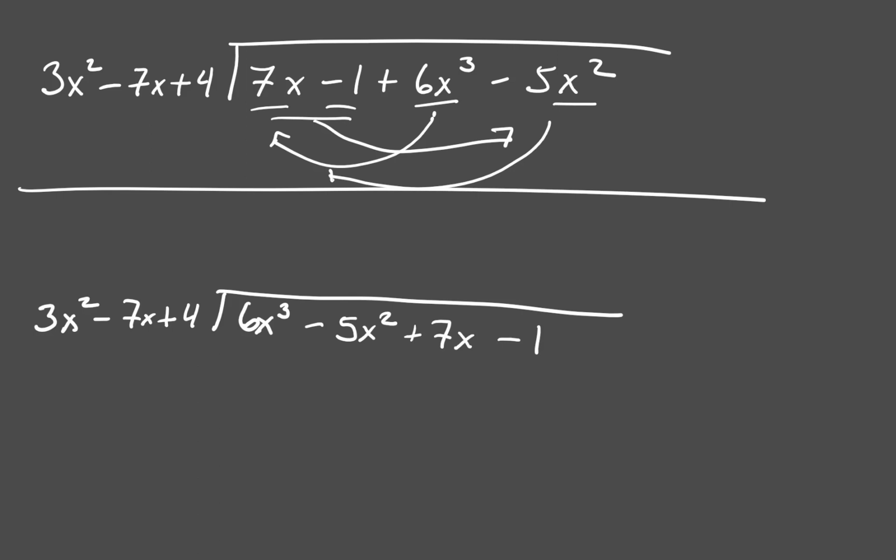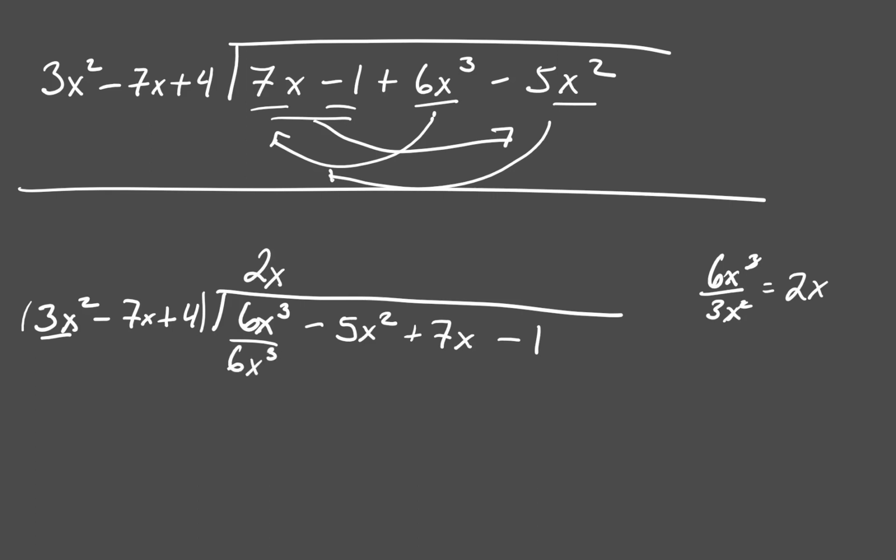And now I'm still going to take leading term divided by leading term. So I've got the 6x cubed divided by 3x squared. Most of these are going to cancel. The 6 and the 3 are going to turn into a 2x. So I get to put a 2x there. So I've formed 2x groups. The groups are of this size. I'm going to multiply 2x times all of this stuff and subtract it off.